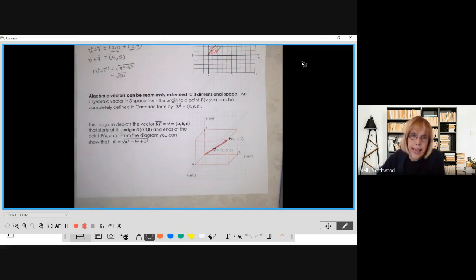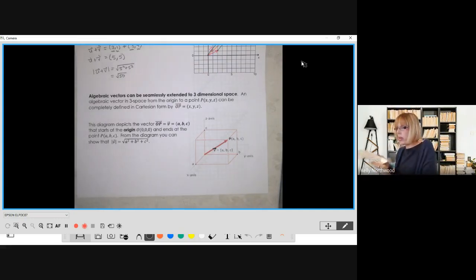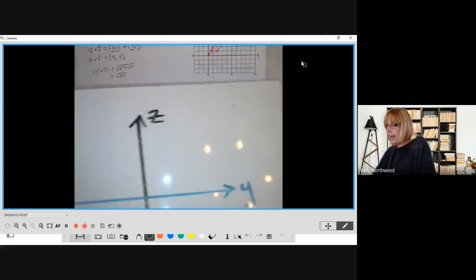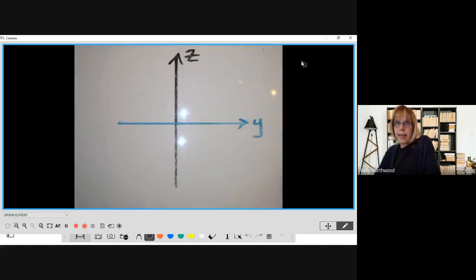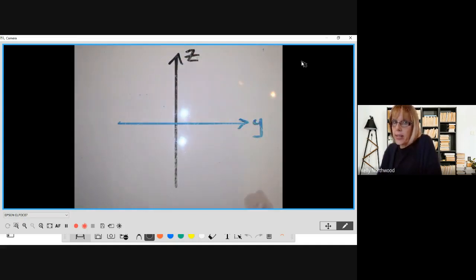So again, I'm showing you 3 space and 2 space. It's kind of hard to visualize. I'm going to use my whiteboard for a second and just reorient you to what happens when we shift to 3 space in grade 12. So in 3 space, up is the positive z-axis. Okay, so that's a shift for us.